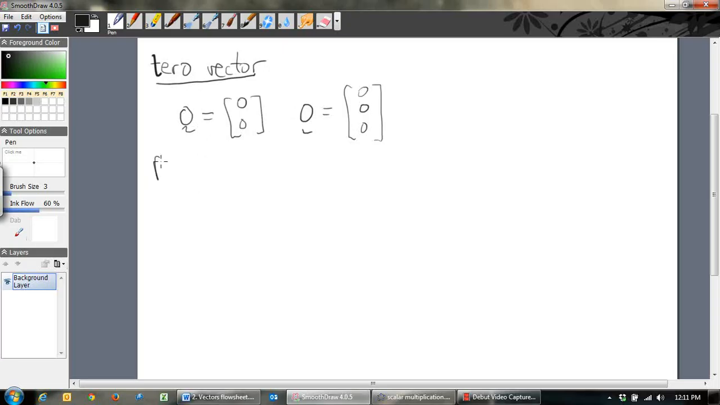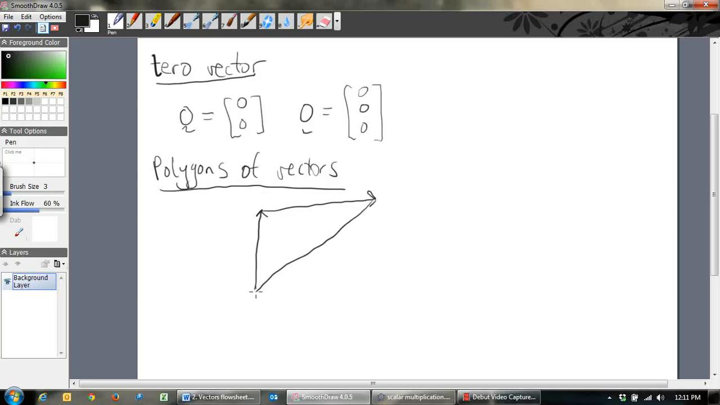We get what we call polygons of vectors. Polygons are just straight-sided shapes. So if you get a polygon of vectors where you've got, say, a vector like that, and a vector like that, and a vector like that, we'll call them vector A, vector B, and vector C. What happens when you add up all these vectors? So we add this vector plus this vector plus this vector.